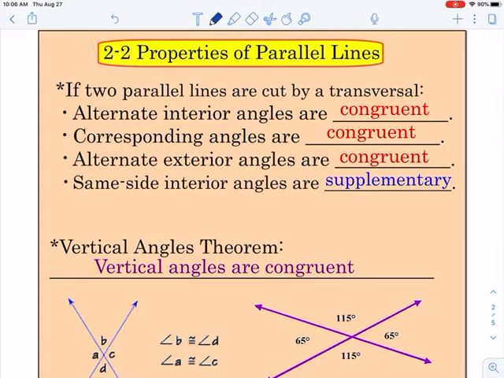Okay, so for section 2.2, we're going to talk about properties of parallel lines. And again, there's going to be a quiz after section 2.3, which is going to be after the next section.